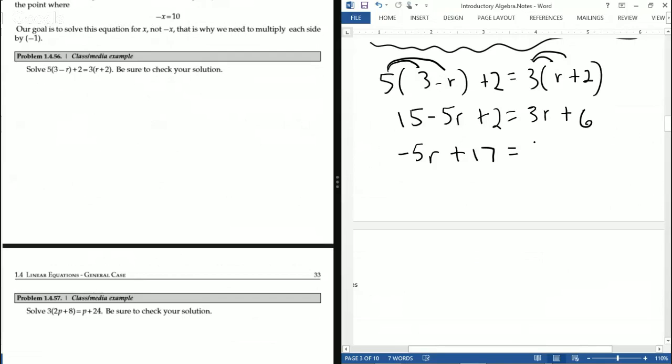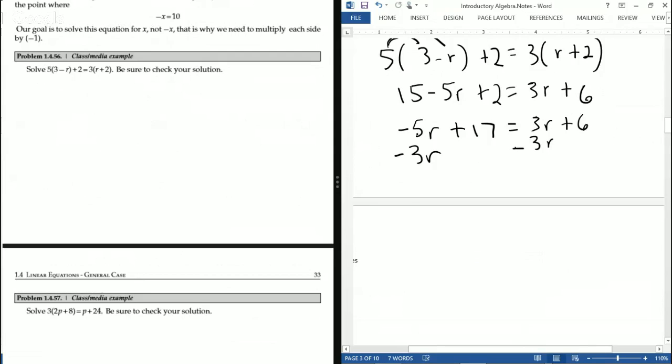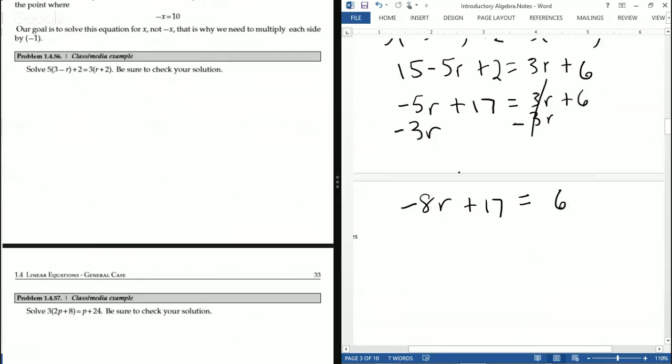And I'm just going to rewrite this. 3r plus 6. Now, I want my variables on the left side only, so I'm going to get rid of that 3r by subtracting it from both sides, the entire term. Okay, let's bring this down. I'm going to rewrite this problem. I get negative 8r plus 17 is equal to just 6. Notice the 3r's cancel nicely for us.